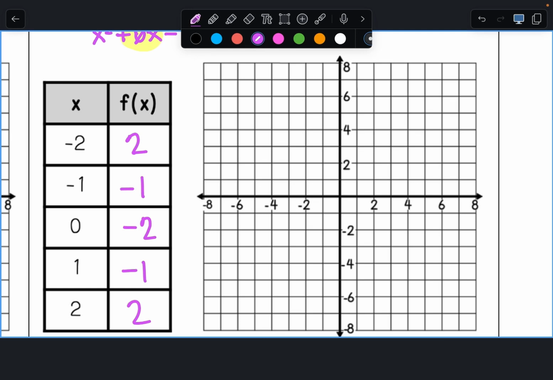Does anybody see where the turning point is, where that hump or the valley is? Where is it? It's 0, negative 2. Because from there, what do you see? Negative 1 with negative 1, 2 with 2. That's what creates that U shape, okay? So let's plot our points. Negative 2, positive 2, negative 1, negative 1, 0, negative 2. Okay, here's my U shape. And then from there, I'm just going to extend my line.